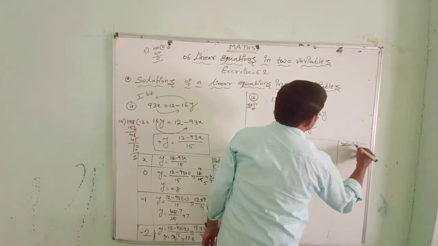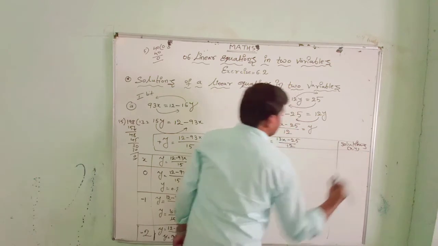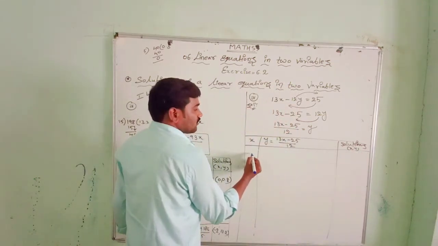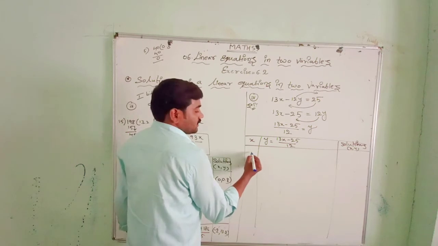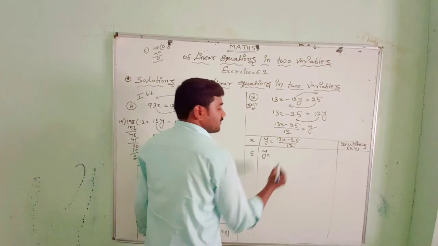Here we write the solutions, x comma y. Here we assume some numbers. Like I'll go for 5. Suppose let me go for 5. Some big numbers I will take this time.